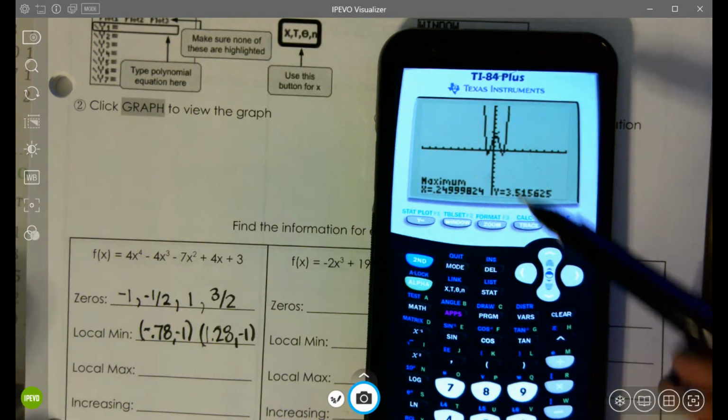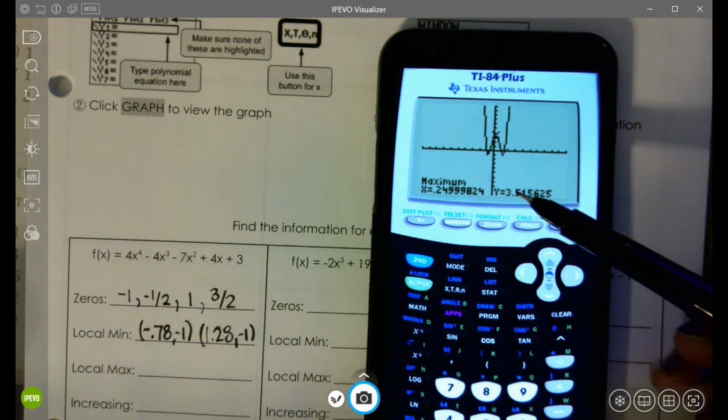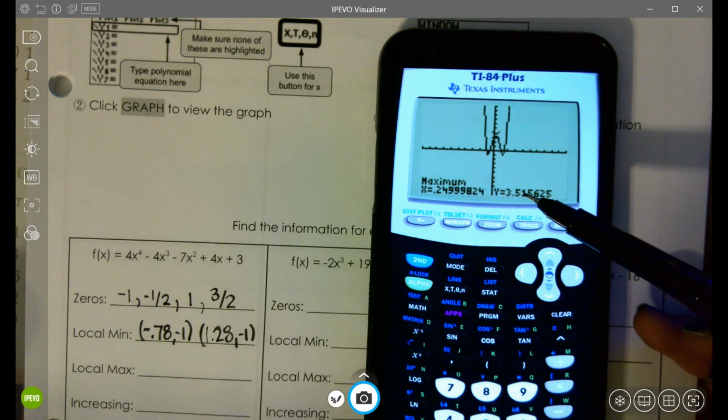And my maximum is 0.25. Because of this 9, this rounds to 0.25. 3.52. This 5 rounds that 1 up to a 2.